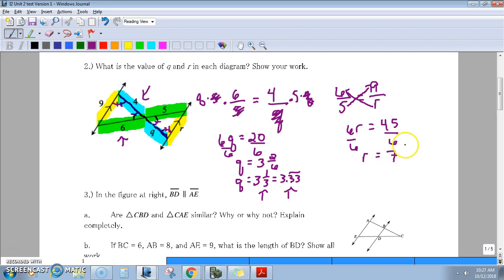7 times 6 is 42, and we have 3 left over, so we have 3/6. So that means R is the same as 7 1/2. And if you use the calculator, you probably got R is equal to 7.5. So our 2 answers here are Q is 3 1/3, and R is 7.5.